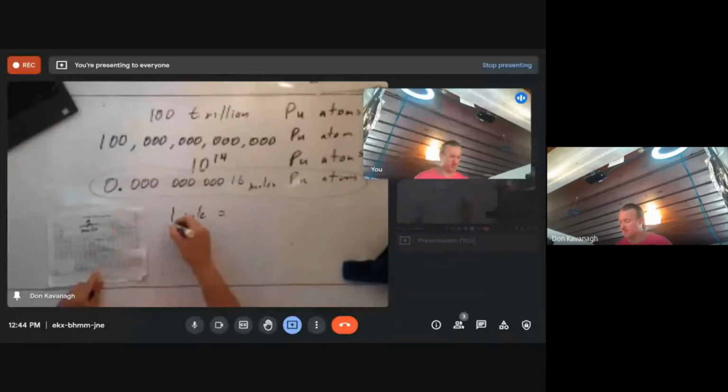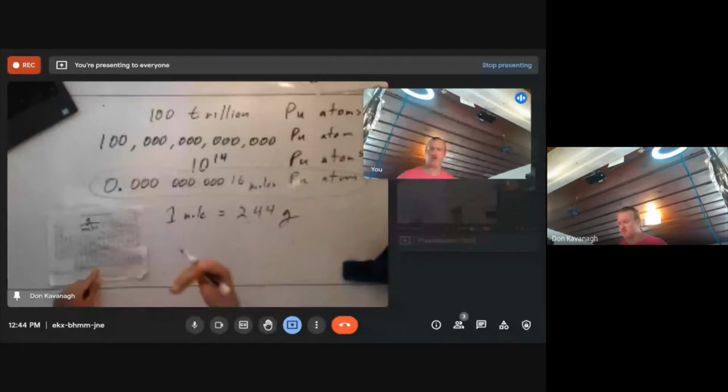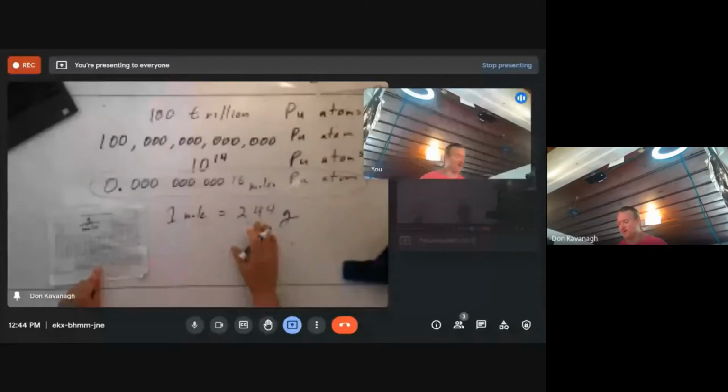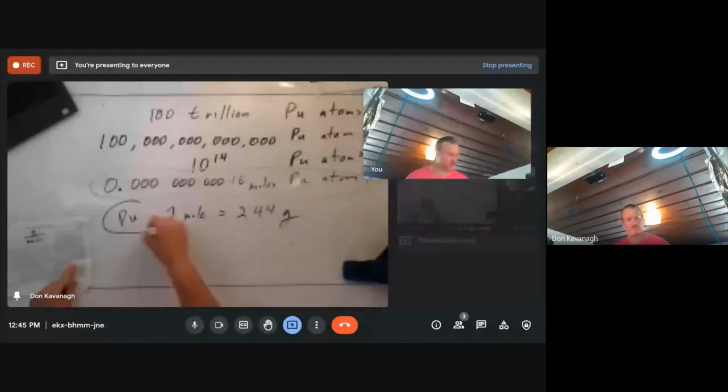My periodic table has 244 in parentheses. I'm sure there might be a more accurate number out there, but 1 mole of plutonium is going to weigh 244 grams, and that is off the periodic table. This number has the unit grams per mole. So this is a true statement only about plutonium. For other elements with different numbers of protons and neutrons, it's a different number.